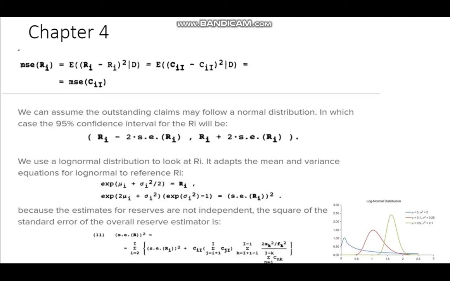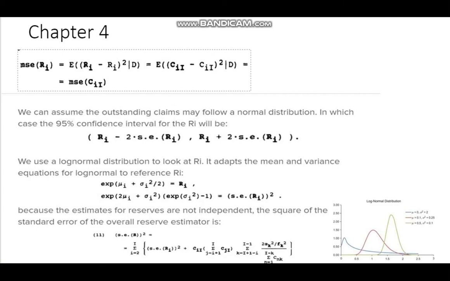So chapter 4 starts off with a bunch of equations that lead up to the mean squared error of our ultimate claims amount. He then equates the mean squared error of our ultimate claims amount to the mean squared error of our reserve by saying that they're both equal to the same thing, so they're equal to each other. So by having the mean squared error of our ultimate claims amount, we have the mean squared error of our reserve, and we also have the standard error of both.